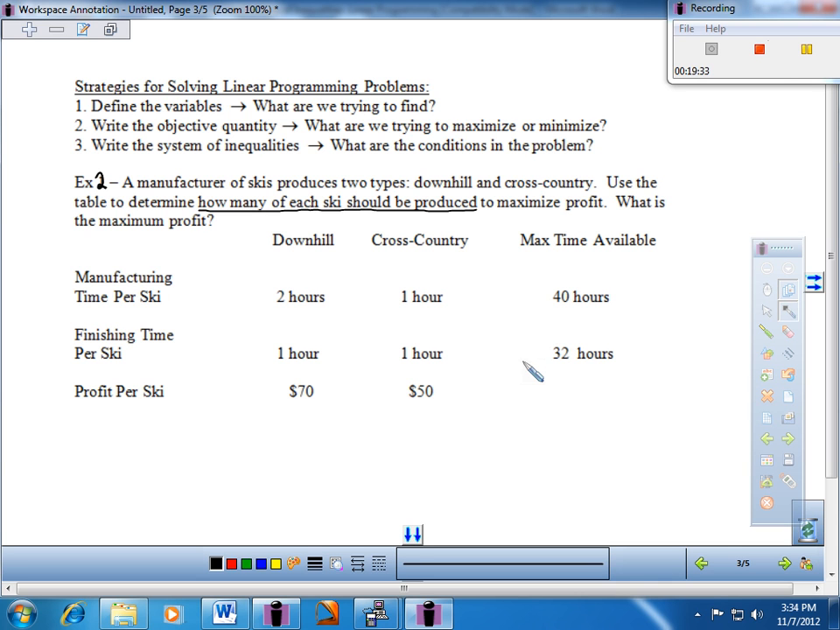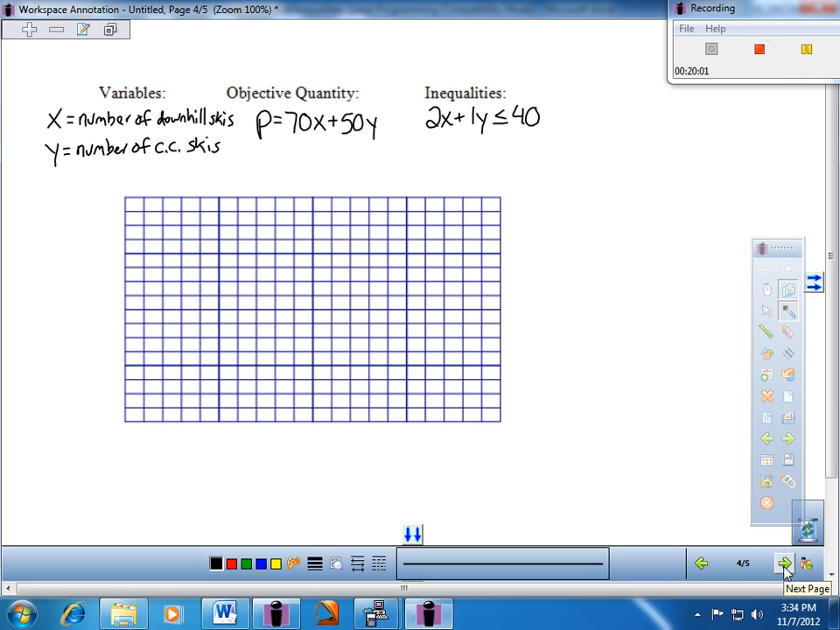So you'll see this follow in the same vein as the last one. I'm seeing this as a 1x and a 1y. So that's the total finishing time for both skis, and I have at most 32. All right. I think we've accounted for all the numbers in the problem there. I would probably argue there's one more aspect to this that we would include in the inequalities, and then we'll go ahead and graph it and see what happens.